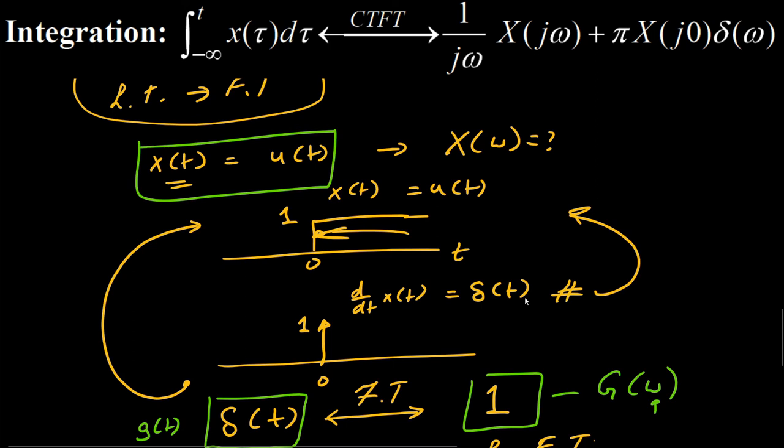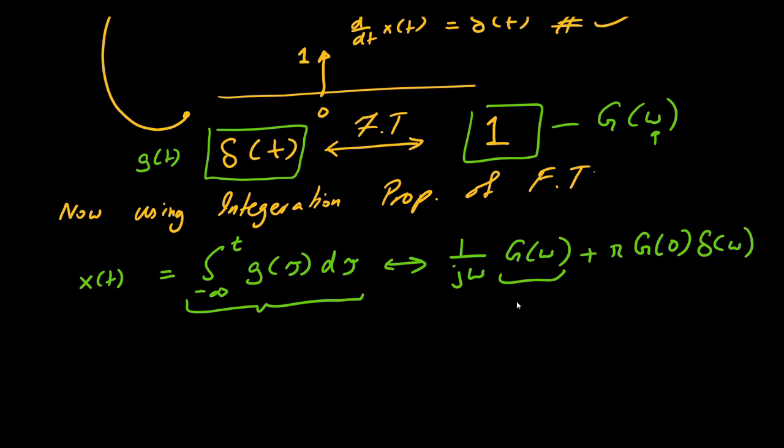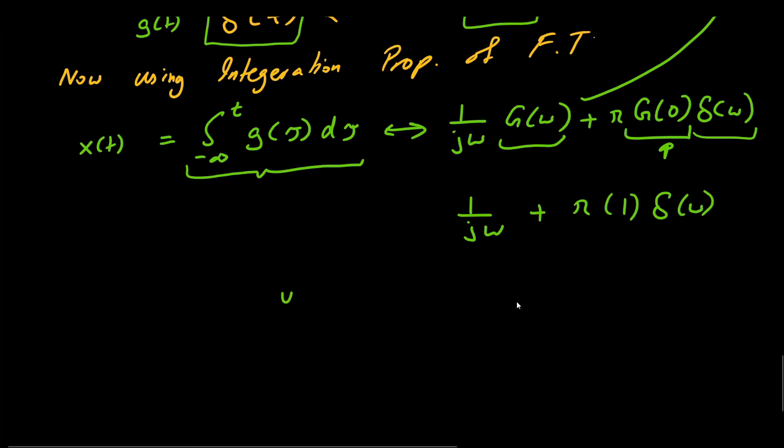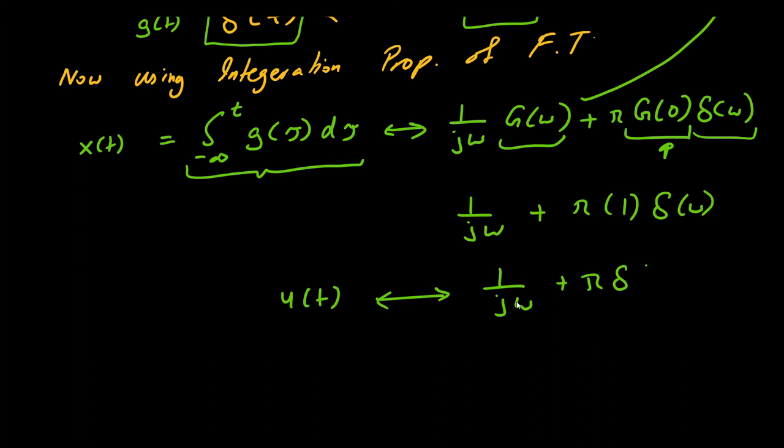Now g of omega from here is simply 1, so we have 1 over g omega plus pi, and then g of 0 argument, but g is equal to 1 for all values of omega, so we simply have a 1 here, and then it will be multiplied by an impulse at origin, that is delta of omega. So hence we have found the transform pair of the unit step function, that is u of t, and its transform is simply 1 over j omega plus pi delta of omega.